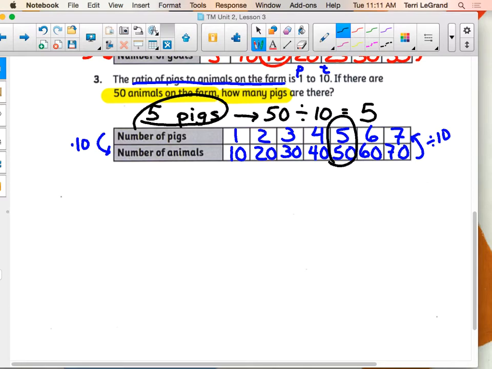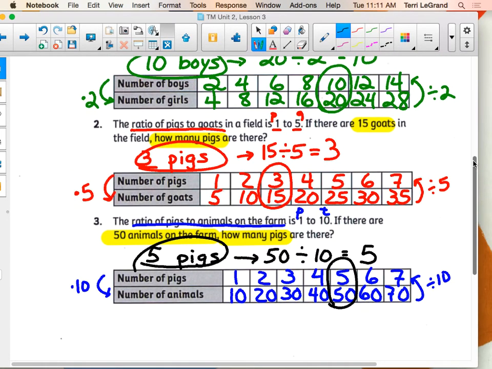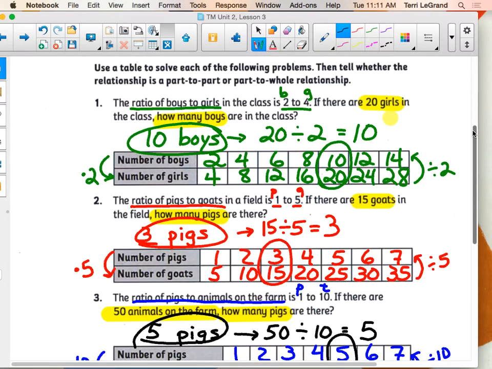Now, you have to make sure that you pay attention to your table and the way the ratio was set up, okay? Now, we forgot to do one thing in all of these, and that is decide what kind of relationships there are, okay? So let's go back and let's look at number 1. Is that a part-to-part relationship or a part-to-whole? Boys to girls? Part to part, okay? So we're going to say somewhere here, part to part. That's also what they wanted from us. Not only to find the missing number, but what type of relationship is shown in this ratio.